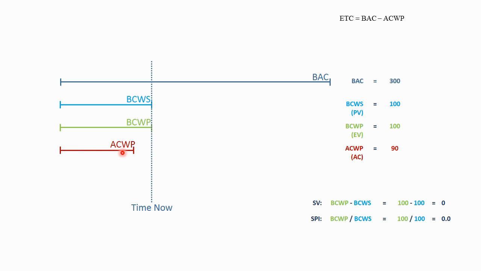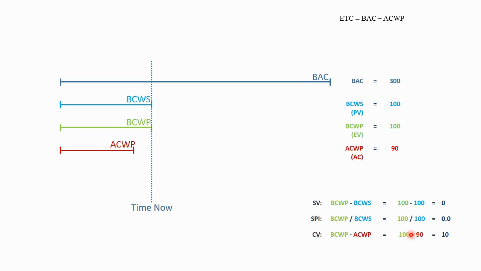In this case, the actual cost of work performed is 90 hours. So the project took credit for performing 100 hours of work, but only spent 90 hours to do that work. So you can see graphically, the project is underrunning. Less money was spent to perform that work. So that'll show up in the cost variance.